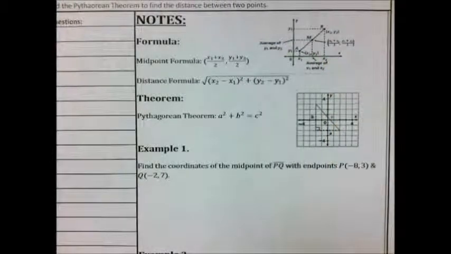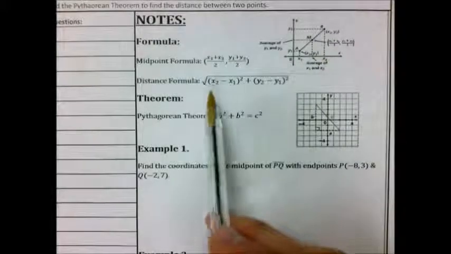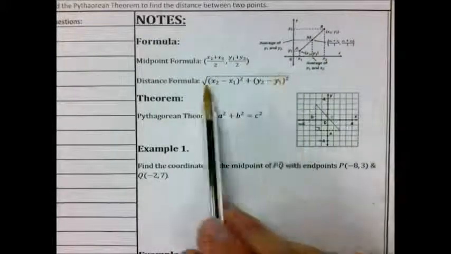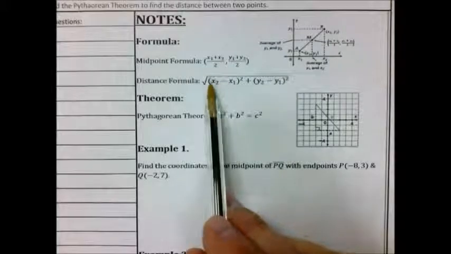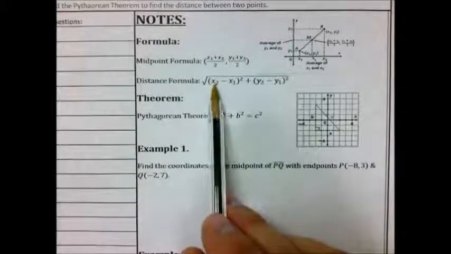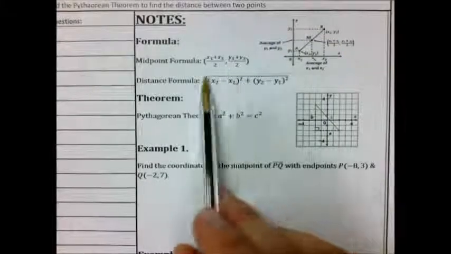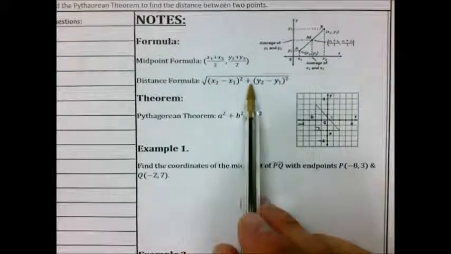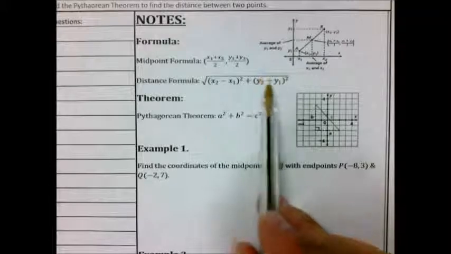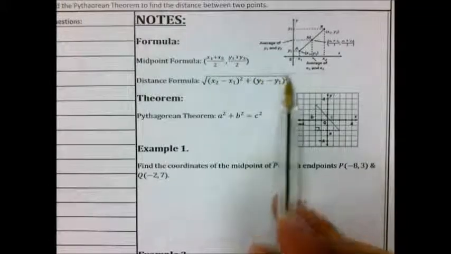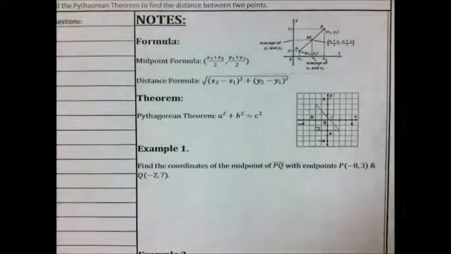The distance formula uses this square root right here. You have to pick a point and call that one the second point. You subtract its x value from the x value of the first point, and then you square that difference. Then you add it to the difference of the y values squared, and take the square root of that, and you've got the distance of a line.